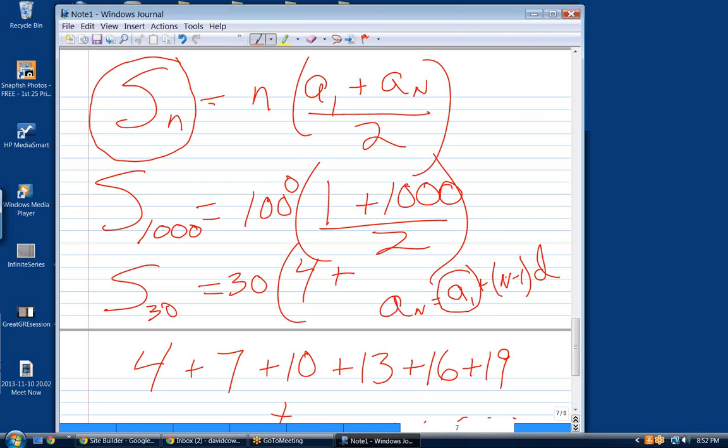We know a sub 1. We know n is 30, since we're trying to find the 30th term. And we know the common difference is 3. I can see that from looking at the series. So what is the 30th term?